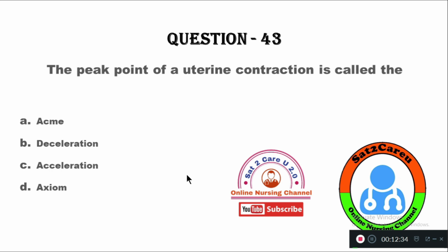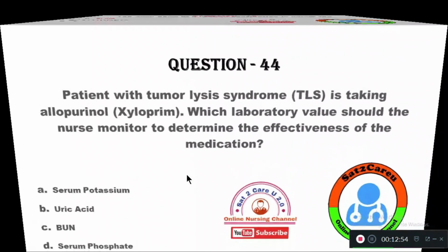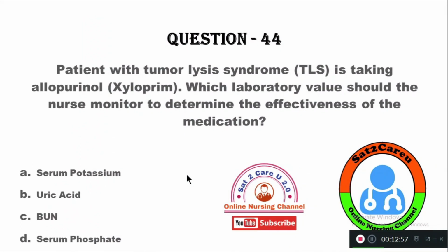Question number 43. The peak point of uterine contraction is called: option A, acme; B, deceleration; option C, acceleration; option D, axiom. The peak point of uterine contraction is called option A, acme. Now question number 44. A patient with tumor lysis syndrome is taking allopurinol. Which laboratory value should the nurse monitor to determine the effectiveness of the medication? Option A, serum potassium; B, uric acid; C, blood urea nitrogen; option D, serum phosphate.